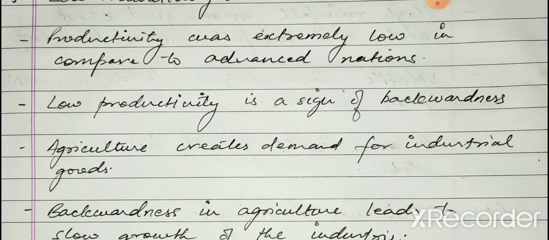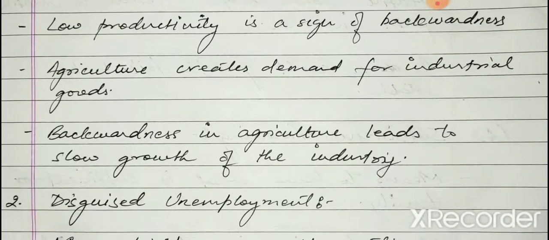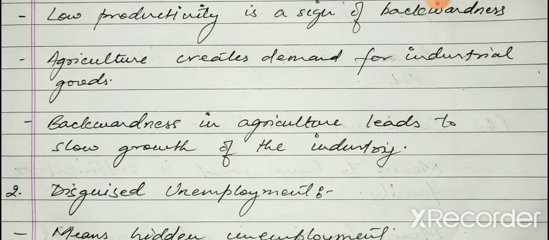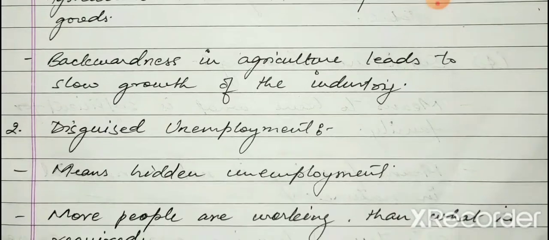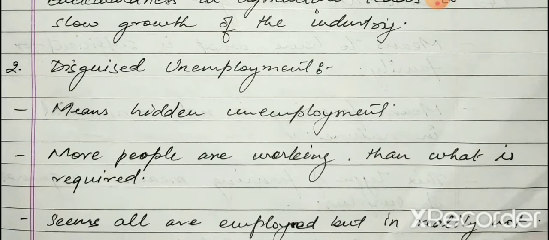Then we talk about how agriculture creates demand for industrial goods. It's very true that agriculture demands industrial goods, as it needs different types of equipment, which creates a demand for industrial goods. If agriculture is backward, it will lead to the creation of less demand for industrial goods. As a result, what will happen? Industry won't be able to develop, and the GDP will also not increase with the help of agriculture. Now we talk about disguised unemployment, meaning hidden unemployment.